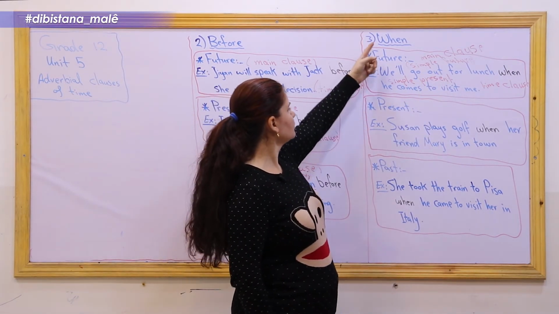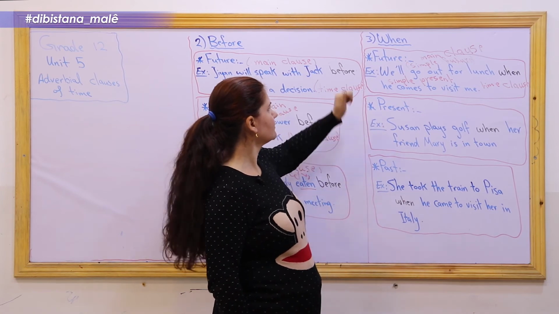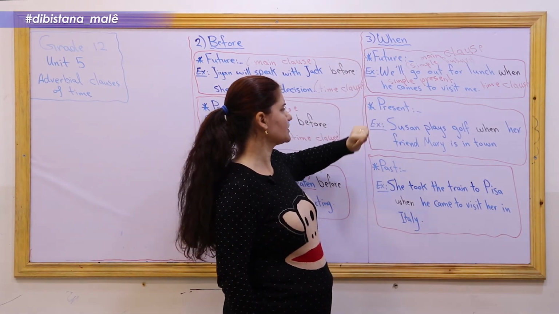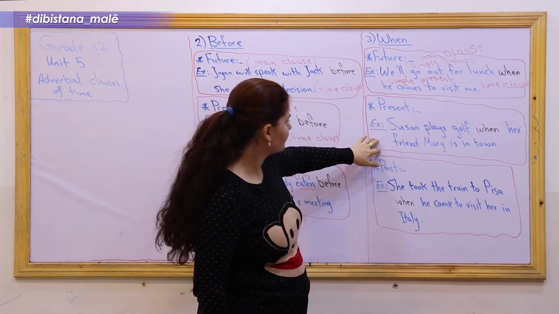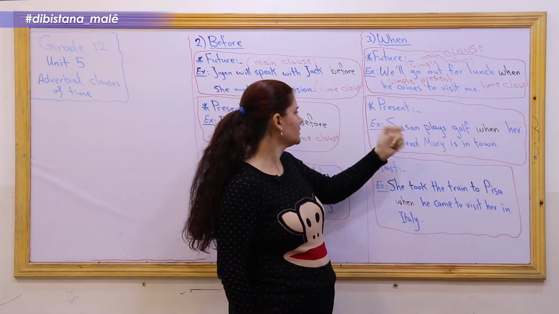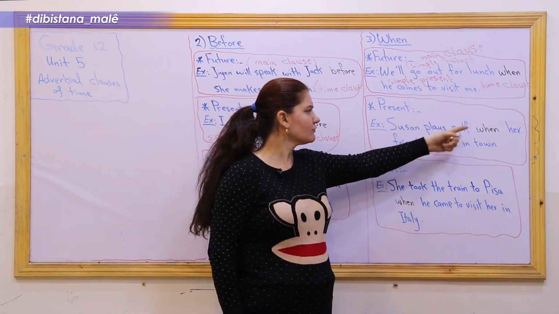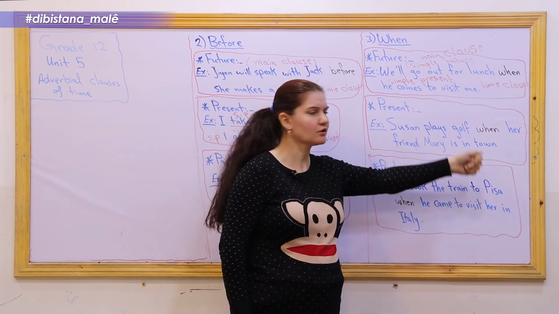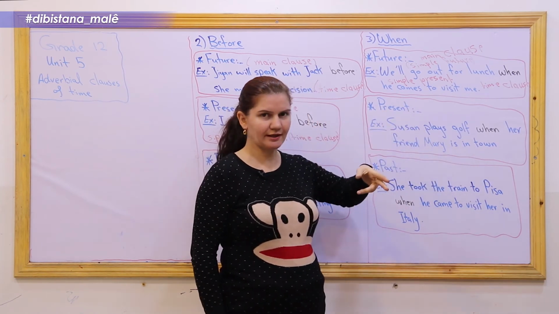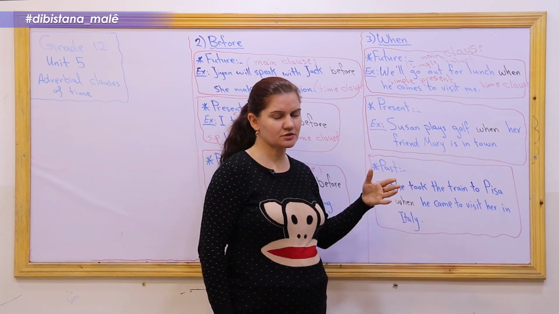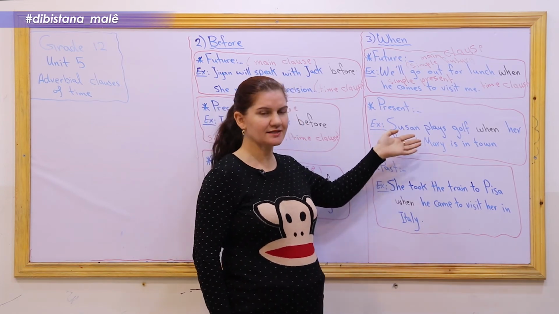Now we will move to the present. How can we use when in the present? Let me first read the example. Susan plays golf when her friend Mary is in town. Here we have two actions again, but which happens at first? Let me at first translate it.